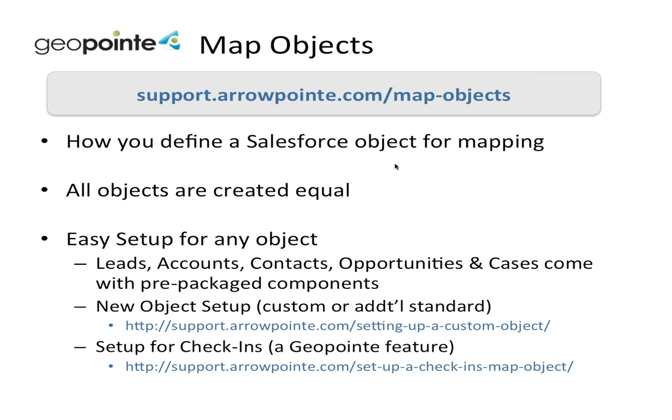We have a little bit easier for some known objects such as leads, accounts, and contacts, and so on. But we have documentation, and it's pretty straightforward to begin with for setting up a new custom object or setting up the check-ins object, which is the Geopointe feature.